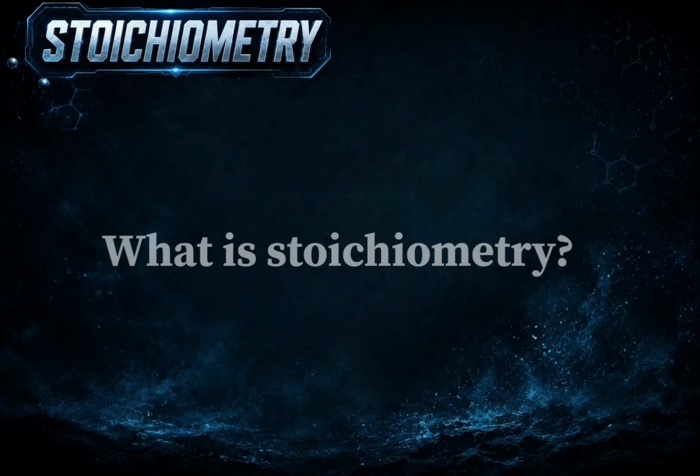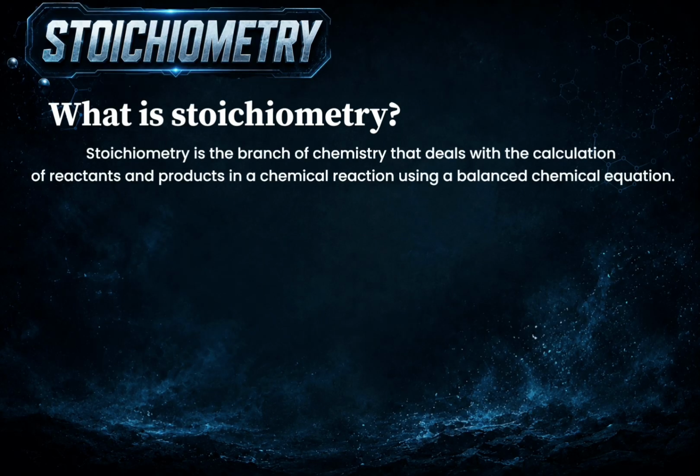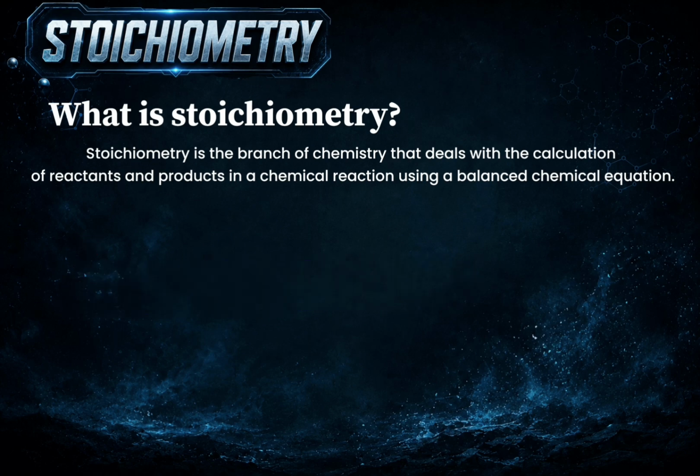What is stoichiometry? Stoichiometry is the branch of chemistry that deals with the calculation of reactants and products in a chemical reaction using a balanced chemical equation. It means stoichiometry tells us how much reactants are needed and how much products are formed in a chemical reaction. Let's take an equation to understand this better.